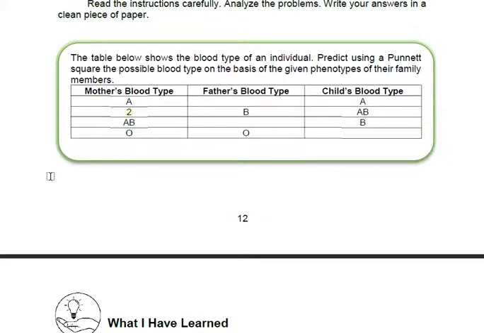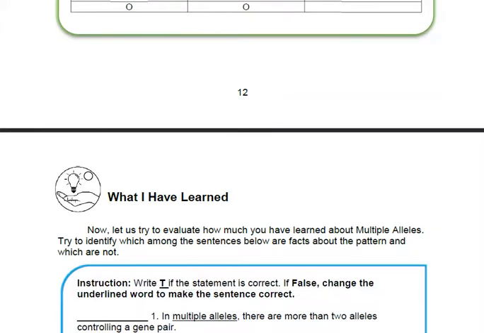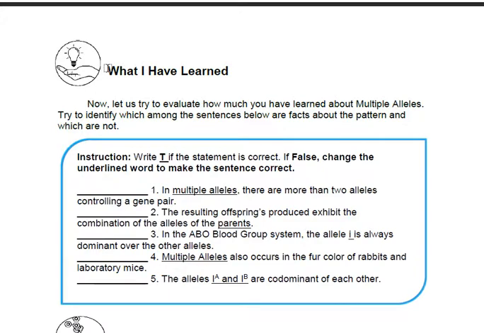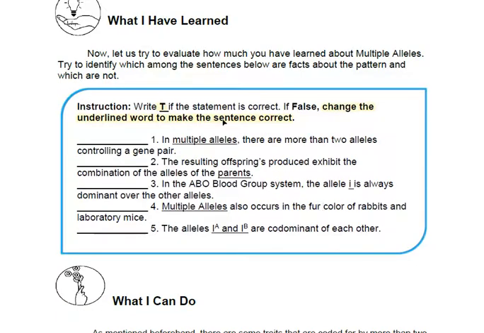Okay, and then after doing that, you go to what I have learned here. This is your next activity this afternoon. You can copy and answer this. Write T if the statement is correct. And if false, change the underlined word to make the sentence correct. So, T if it's true, and if this is false, then you put the correct answer here. Okay? So, that's only 5 items.